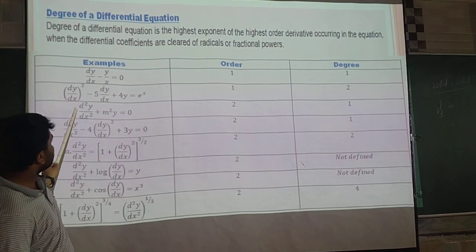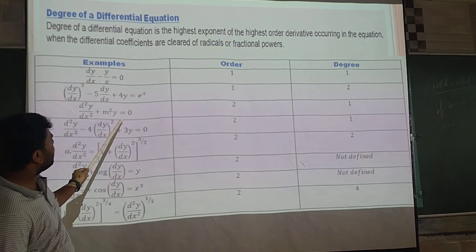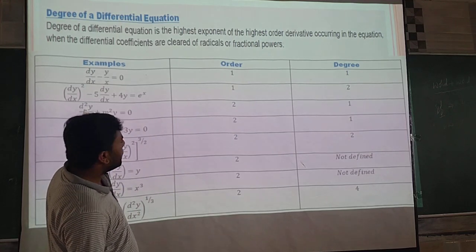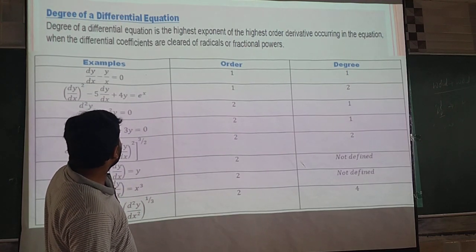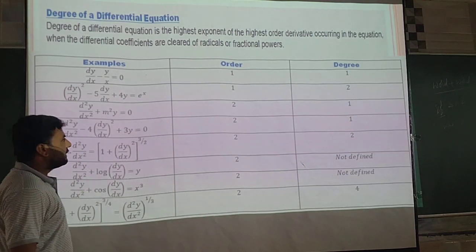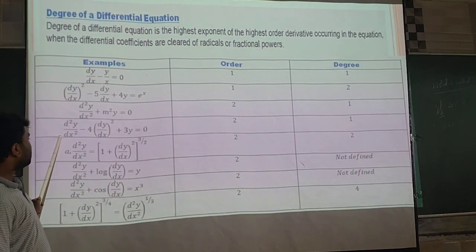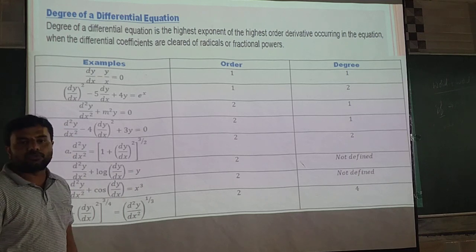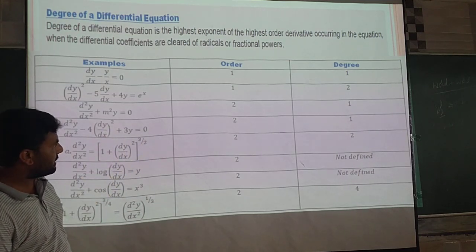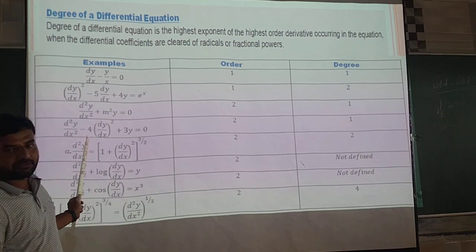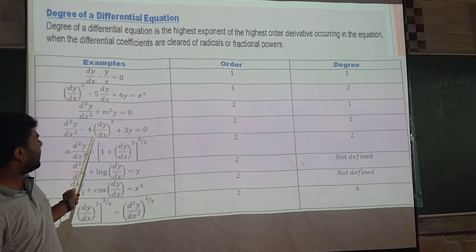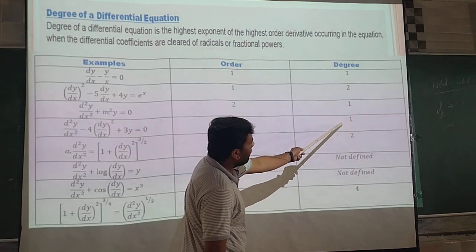Next, d square y by dx square plus m square y is equal to 0. The order of the differential equation here is 2. The power of the order is called the degree. Here the power of the order is 1, so the degree is 1. Next one, d square y by dx square minus 4 into (dy by dx) whole square plus 3y is equal to 0. The order is 2 and the degree is also 1.